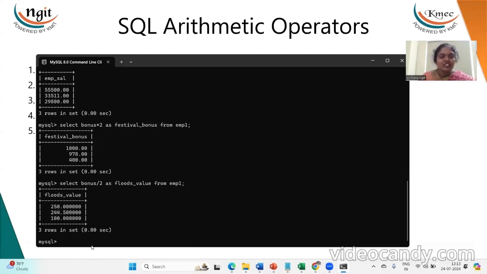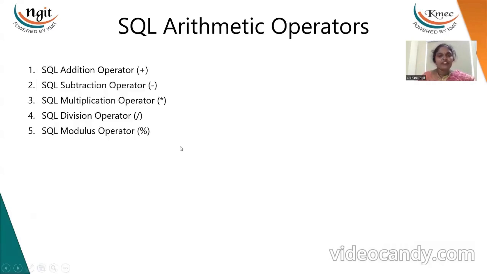So addition, subtraction, multiplication, division, and we are left with the modulus operation. Let me apply the modulus operation for the bonus itself, with 2. So modulus of 2 for 500. What is the remaining value when you divide it by 2? We are left with 0 as the remainder, so we got 0. Similarly, for the next one, we are left with 1 as the remainder. That is what has been written. So with this, arithmetic operations are completed.